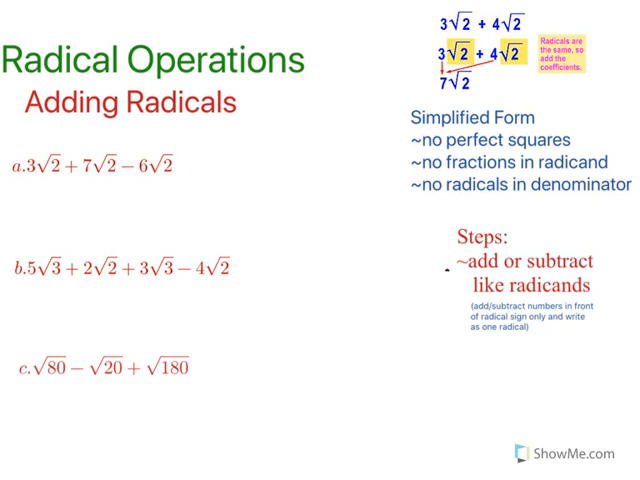So remember that for radicals to be considered simplified, there should be no perfect squares, no fractions in the radicand, and no radicals in the denominator. Let's get started with adding and subtracting.